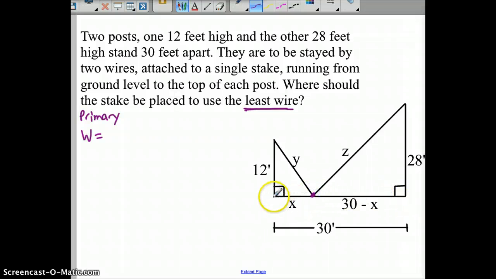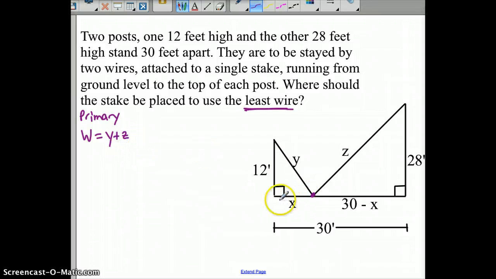The distance from the 12-foot post to some random place on the ground could be x. So then the distance from that stake to the other post has got to be 30 minus x. That way we avoid creating a new variable. Here these do have to be 2 different variables because we may not have equal distance on these wires. So we have y and z. So now we've got 3 variables. I want to minimize the least amount of wire. So w is my wire, so it's y plus z.